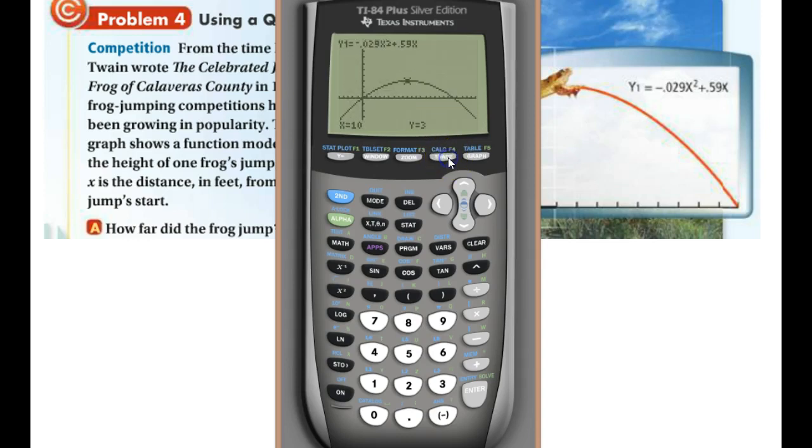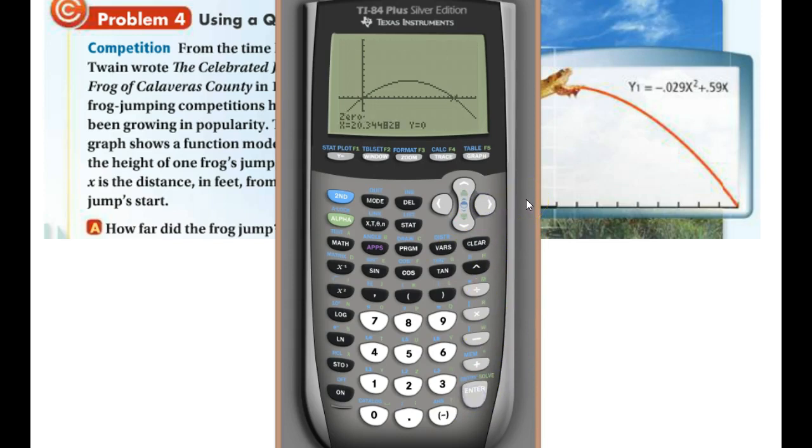Now let's go to the trace feature, and you can see the parabolic curve of the frog's jump. And we want to use the 0 feature that we used in the previous example. So we want to go to second calc and then go down to 0. And we don't need to worry about this left 0 because we know that the start point for the frog is at 0, 0. So we just need to worry about this other one. And we want to choose a point above or to the left of the 0 and then one below or to the right of the 0.